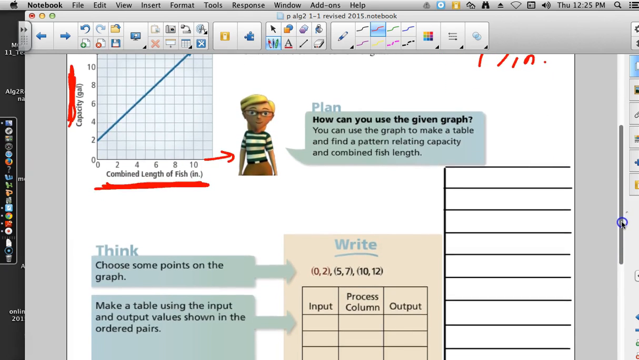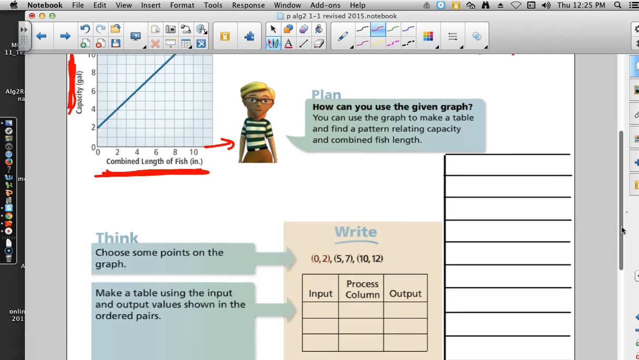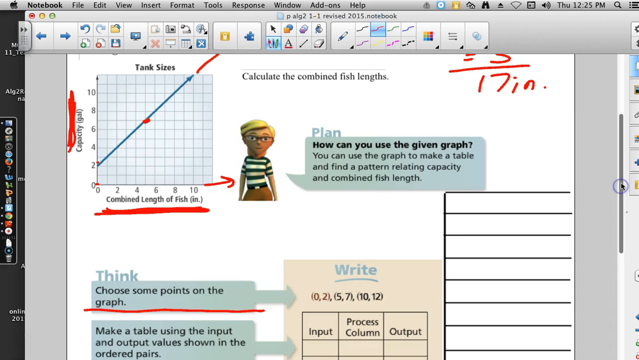Okay, so let's take a look at this. We're going to use the numbers here, the ordered pairs, and those are the points on the graph: 0, 2, 5, 7, and 10, 12. And that's because those are nice grid points. You know, they work out perfect. 0, 2, 5, 7, and 10, 12. Perfect grid points. Good points, like those.